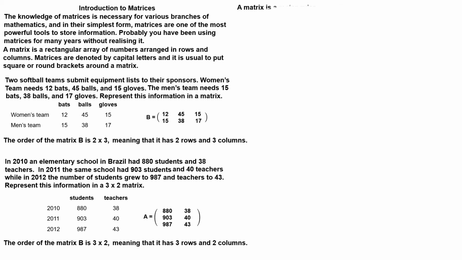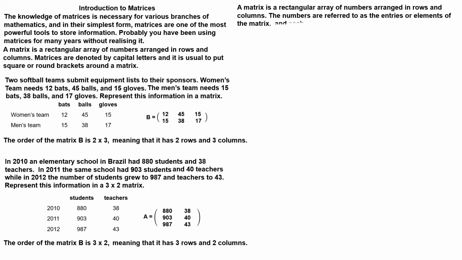A matrix is a rectangular array of numbers arranged in rows and columns. The numbers are referred to as the entries or elements of the matrix, and each element in a matrix is identified by naming the row and column in which it appears.